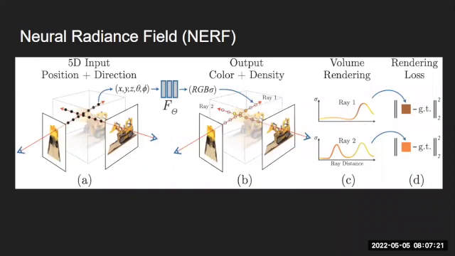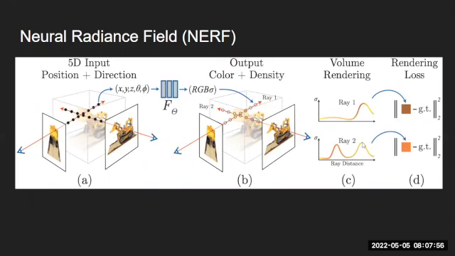What we have here is a deep neural network, and it takes a 5D input and outputs a volume density and a color. So what are those? The input is XYZ, the coordinates, and theta and phi, which are basically just angles, the view direction. So from which angle are you looking at it? And the output is volume density.